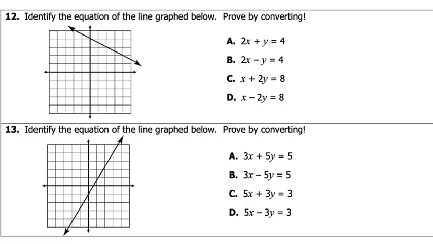Let's just try one more skill in this video. We're going to identify the equation of the line graphed below. So identify the equation. What does that mean? Well, I've got A, B, C, and D. I'm going to look here, and the first thing I'm going to do is try to figure out what this equation is in slope-intercept form.